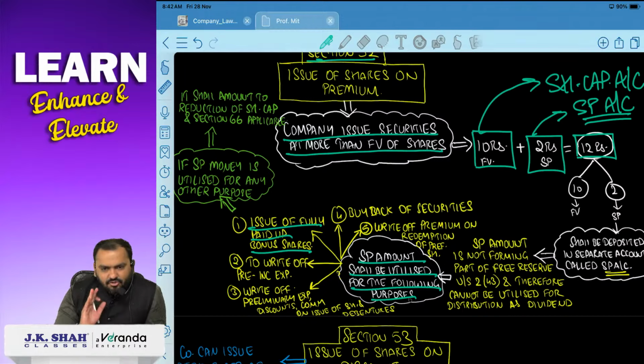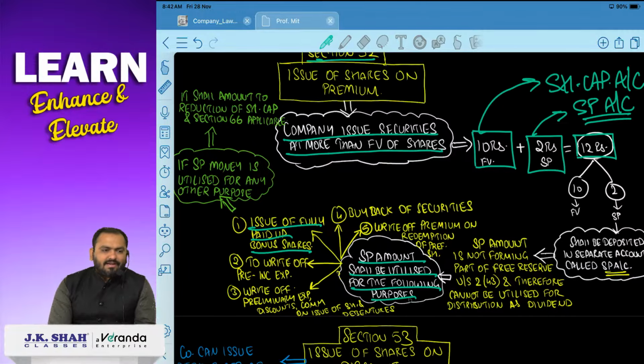Earlier the company had issued how many shares? 1 lakh. Now the company gave shares free of cost, how much? 10,000. So the total number of shares allotted by the company is how much? 1 lakh 10,000. It increased, right? So here obviously share capital will also increase.